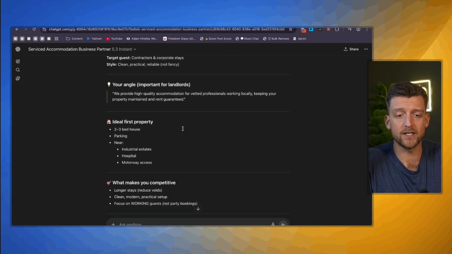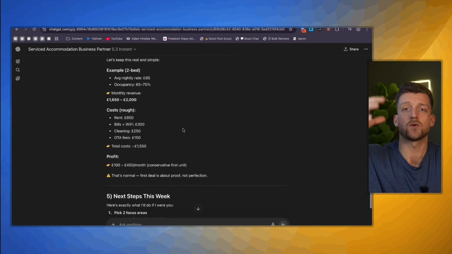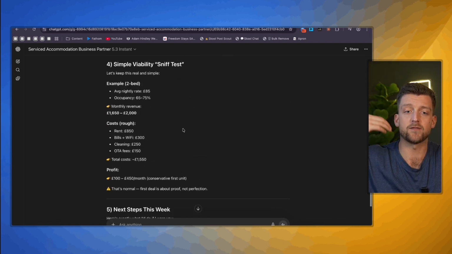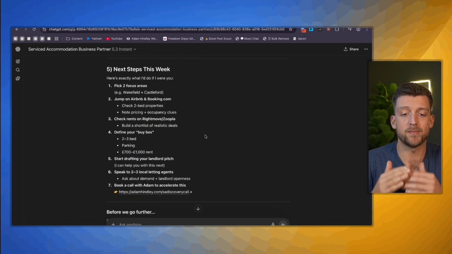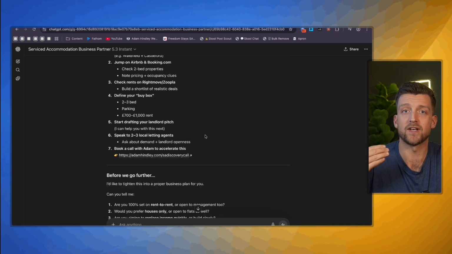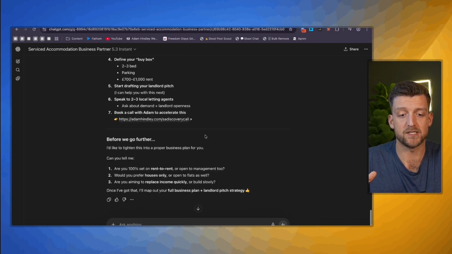So it's really, really cool, and I'm not going to go through the entire thing. You guys can go through and do this yourself, but it's going to give you a rough cost of monthly costs, and then it's going to give you a bit of a business plan and a bit of an idea of a structure of what you need to do over the next couple of weeks to really, really build out this business plan further.